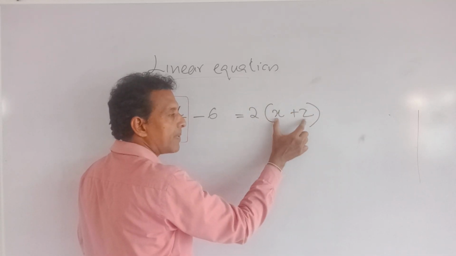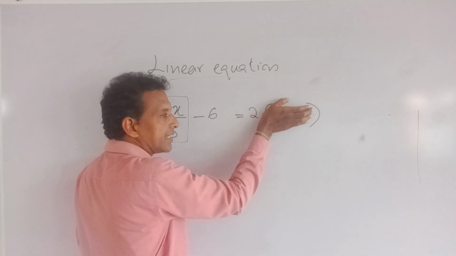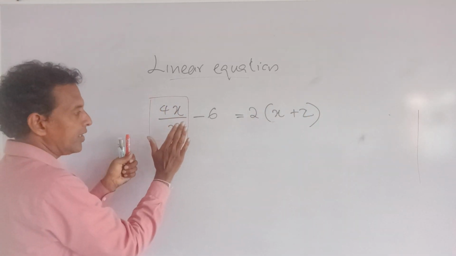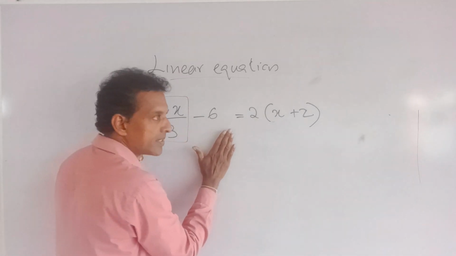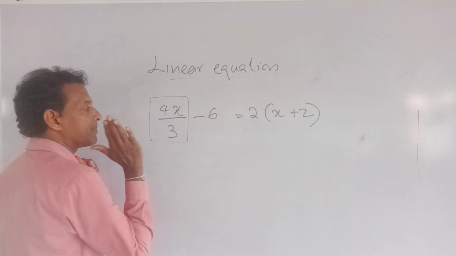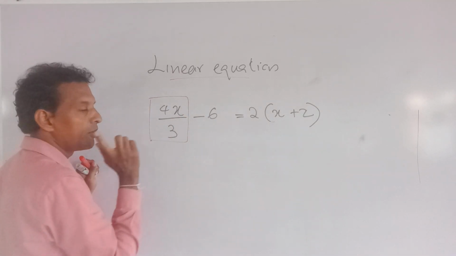Inside the bracket there is a plus addition. Just forget it. Bracket, single term. That term is multiplied by 2. So only on the left hand side we have two different terms, and here we take a single term. So multiply all the terms, this term and this term, by the denominator.